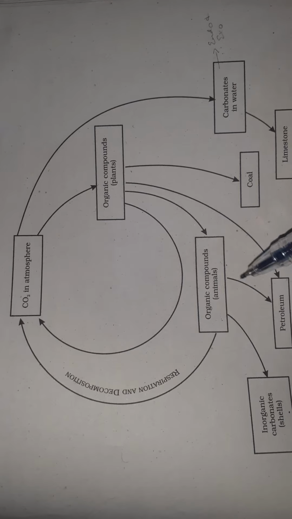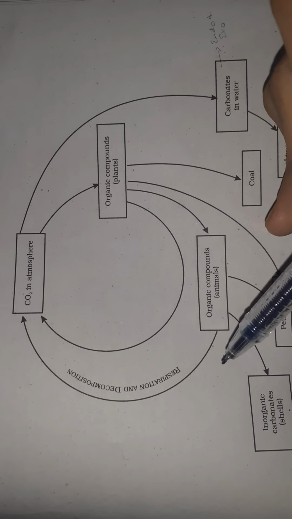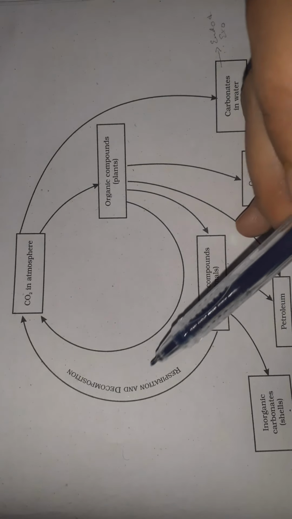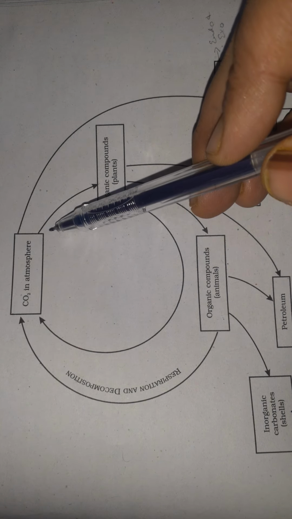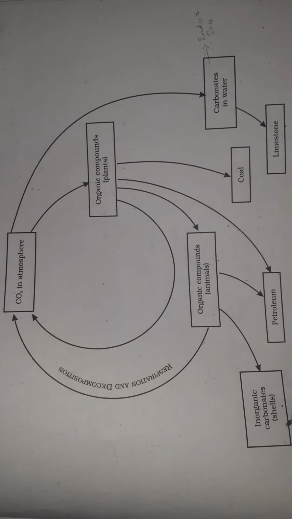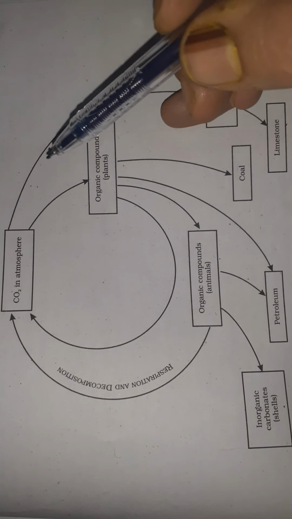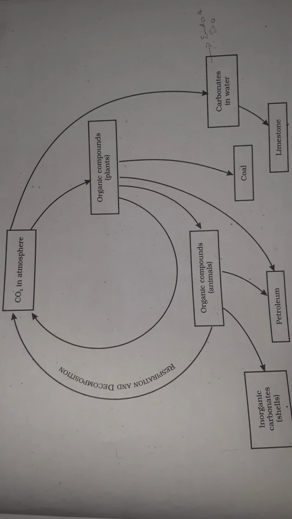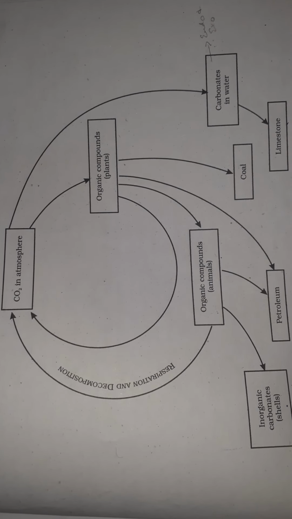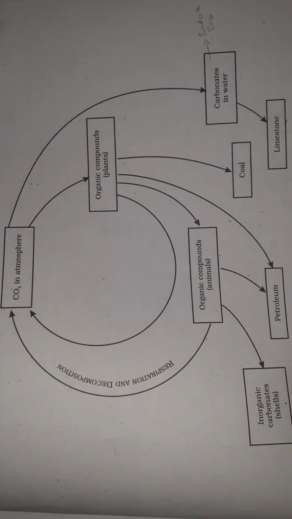When all these, through respiration and decomposition, they again release carbon dioxide in the atmosphere. That means it is also in a cyclic form, and this is the carbon cycle in nature. This carbon cycle in nature is given on page number 199 of your NCERT.